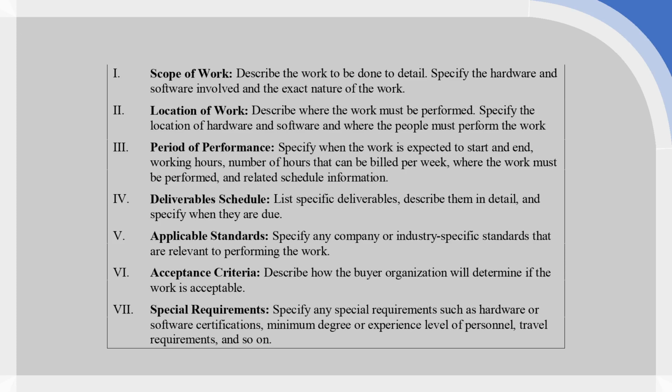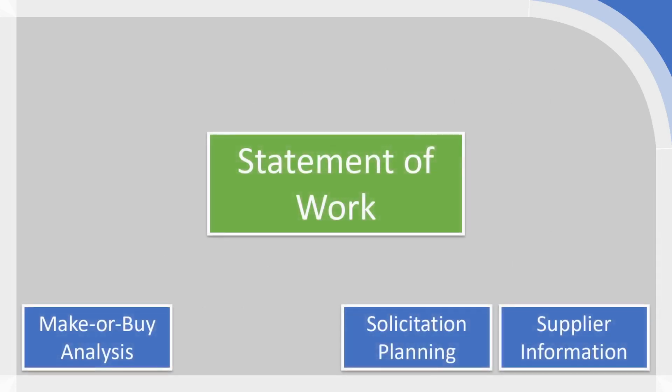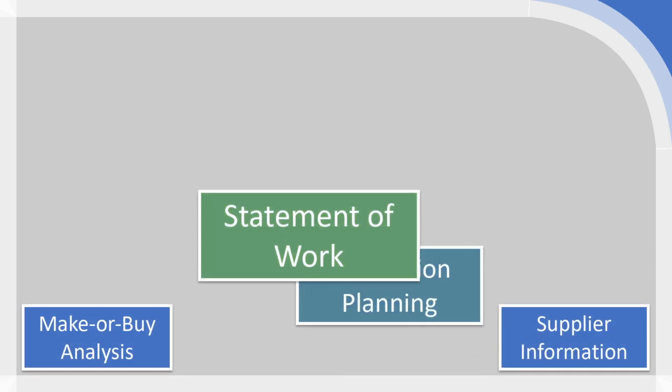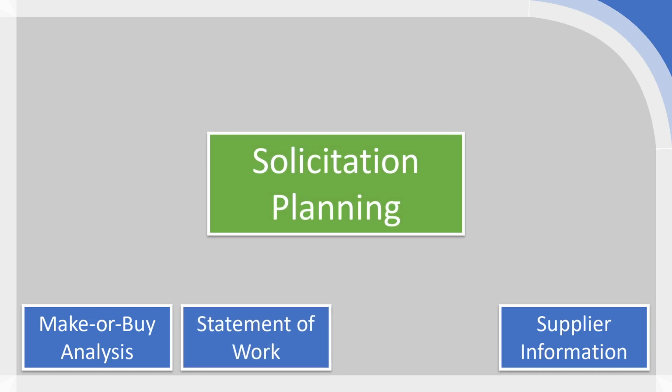So if we move forward to the next item on our list, it will be solicitation planning. So we have made our buy decision. In our make or buy analysis, we have a detailed statement of work which clearly lays out our understanding of what needs to be done in order to fulfill our procurement need. So the next stage is to really consider how we're going to go about the supplier selection process.